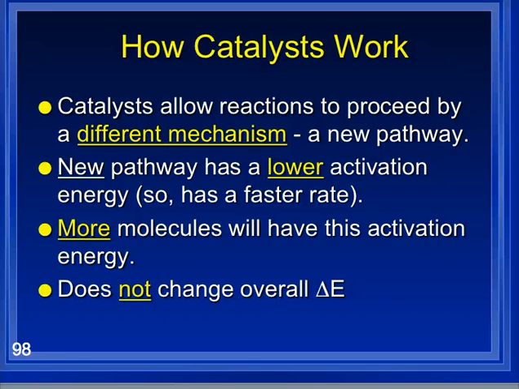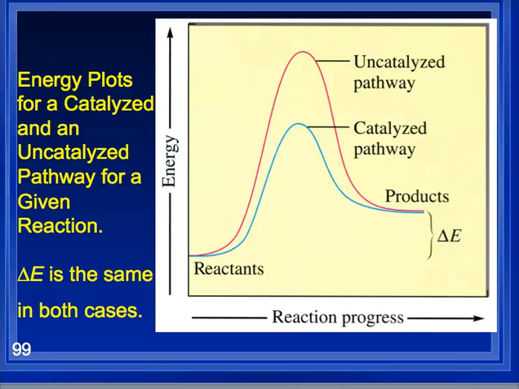So the mechanism is different with a catalyst. It lowers the activation energy, and since more molecules will be able to have enough energy to cross this activation energy barrier, the reaction will go faster. It does not change the delta E or delta H as you know it at this point in time. Graphical relationship of a catalyzed versus an uncatalyzed reaction.